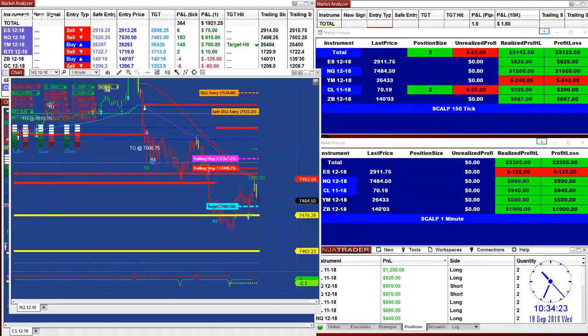Today you might make 100 ticks, and tomorrow you might make 20 ticks. And there is nothing in the market with the same numbers every day.